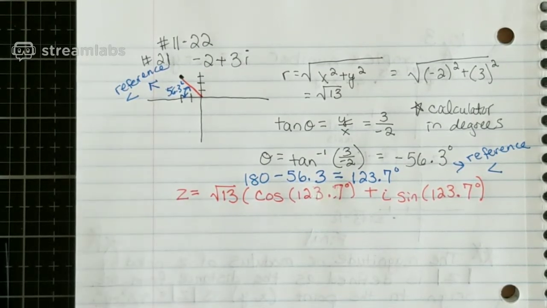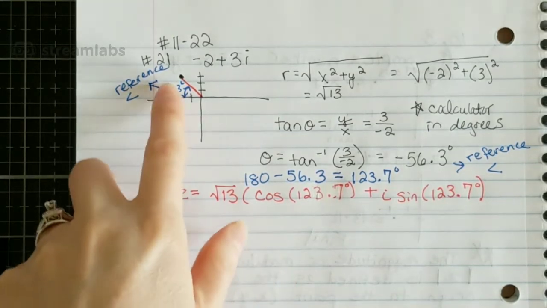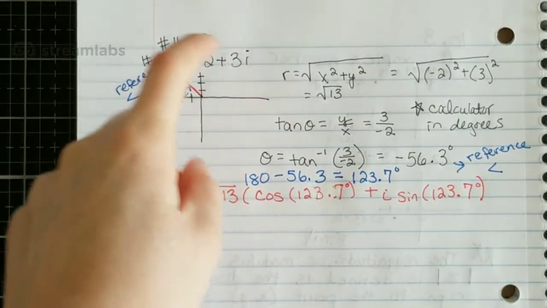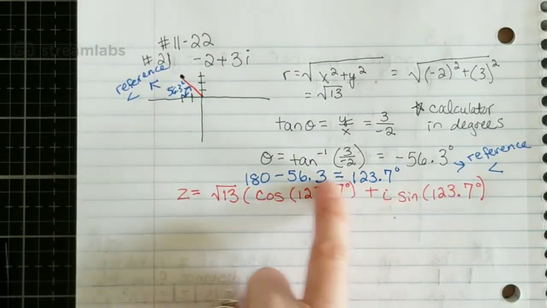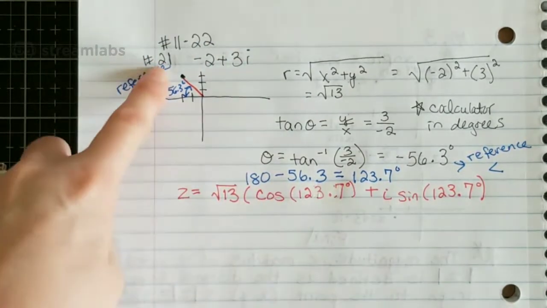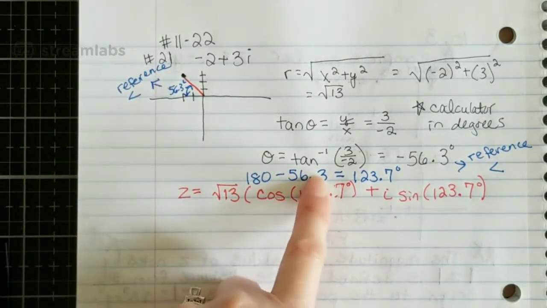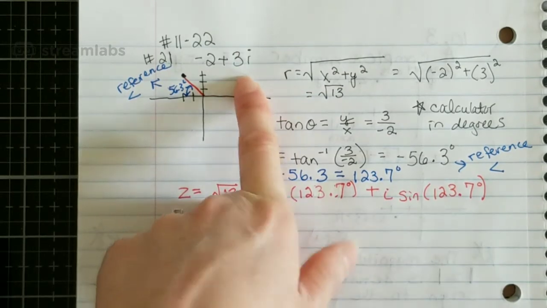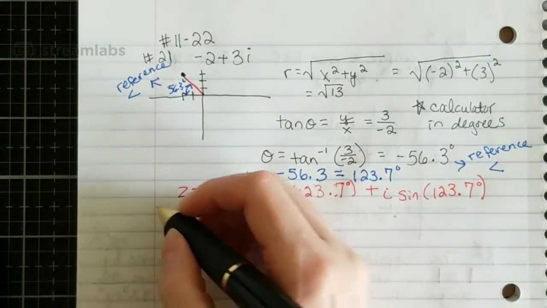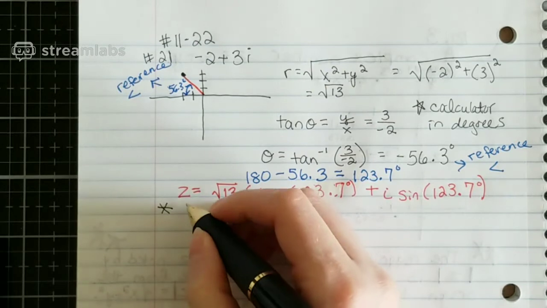Okay, so some things we need to note. Depending on where this reference angle is, what quadrant it's in, depends on what you're going to do in this step right here. If it's in quadrant 2, you're going to do 180 minus the number that they give you. If it's in quadrant 1, you don't have to do anything. That's why you need to plot them first.